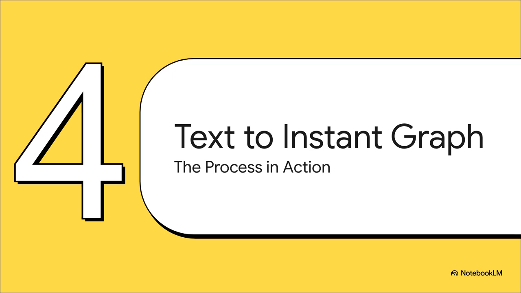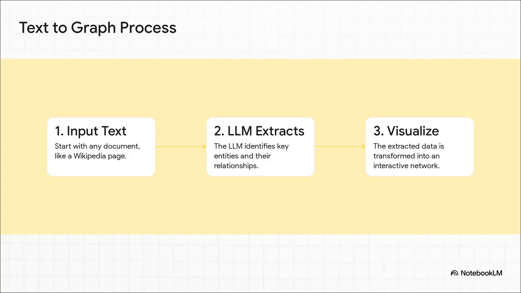So, that's the theory. But what does it actually look like? Let's walk through the process of turning a regular piece of text into an interactive graph step by step. It's become a beautifully simple three-step process. First, you just feed some raw text into the system. The LLM then acts like this super intelligent analyst, reading through it, pulling out all the key things and mapping how they're all connected. And then that structured data is instantly visualized as a graph that you can click around and explore.